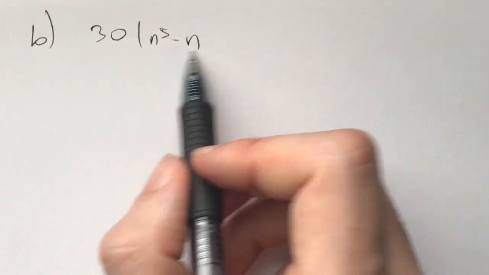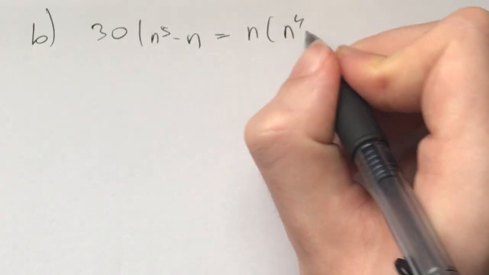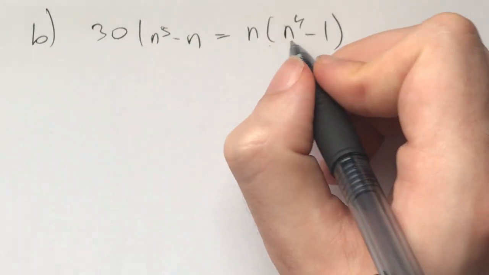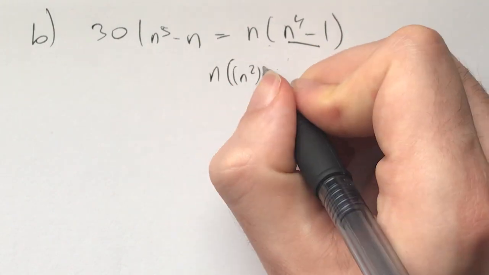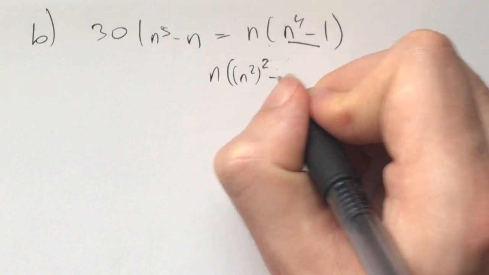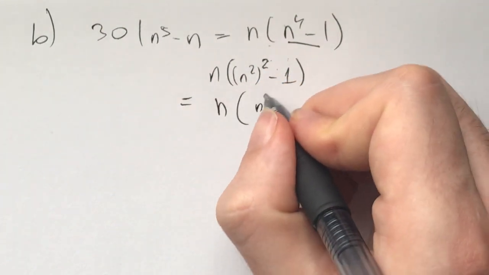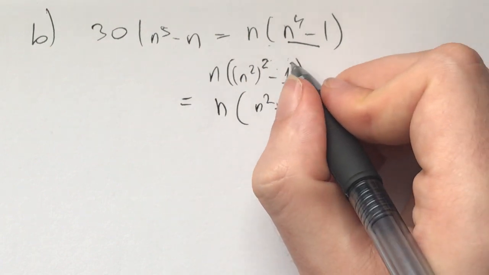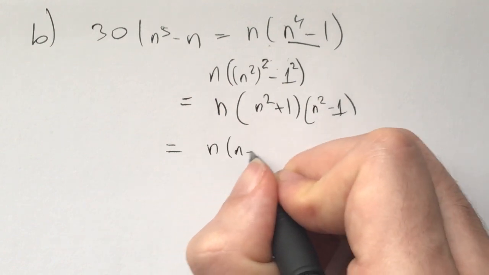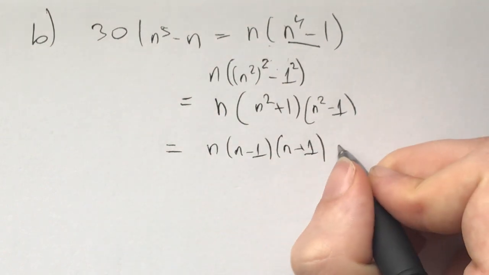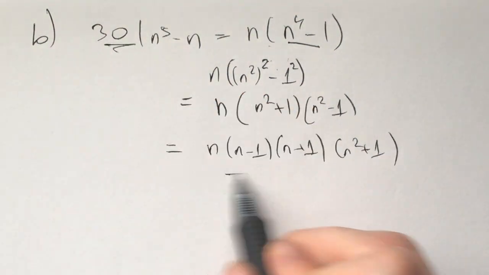So we need to prove that this is true. Now, what is this equal to? Well, let's factor it. This is n times n to the fourth minus 1. You can look at this as n times n squared squared minus 1, which is n times n squared plus 1 times n squared minus 1, which is then equal to n times n minus 1, n plus 1, and n squared plus 1. And we need to show that 30 divides this.